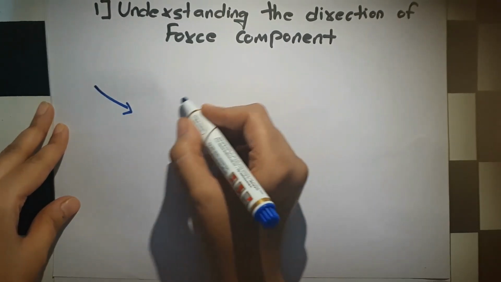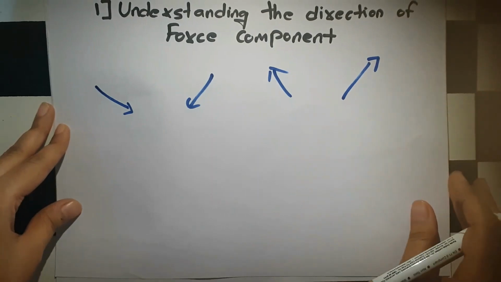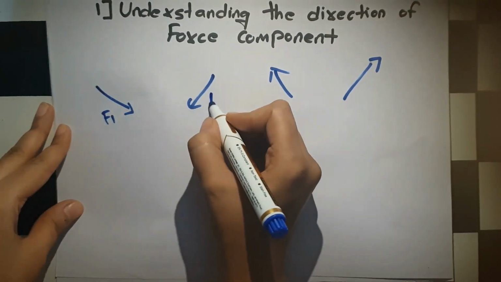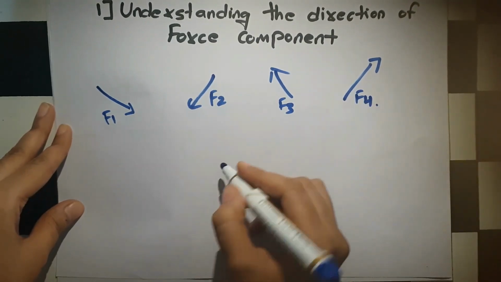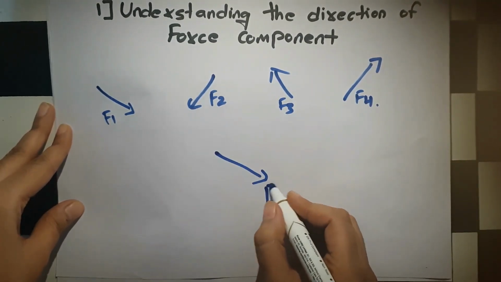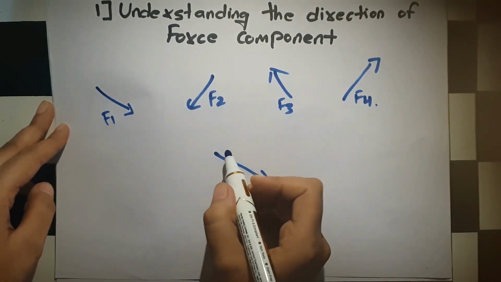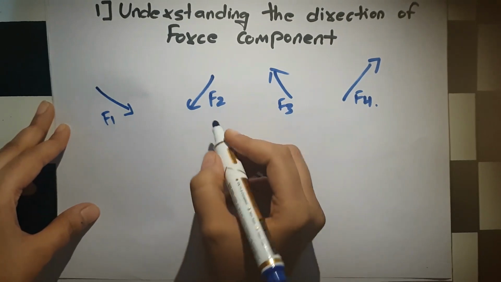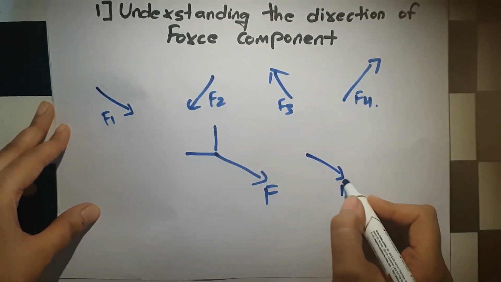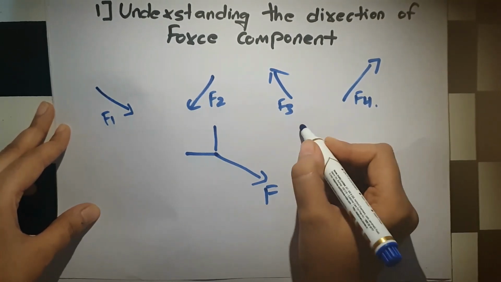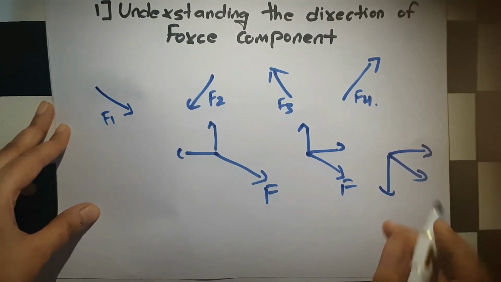Suppose we have these four forces. This is F1, this is F2, this is F3, and this is F4. For any force, you cannot take the component direction anywhere. For example, for this force F, you cannot take its component over here. Again, you cannot take the component over here. It has to be here only.